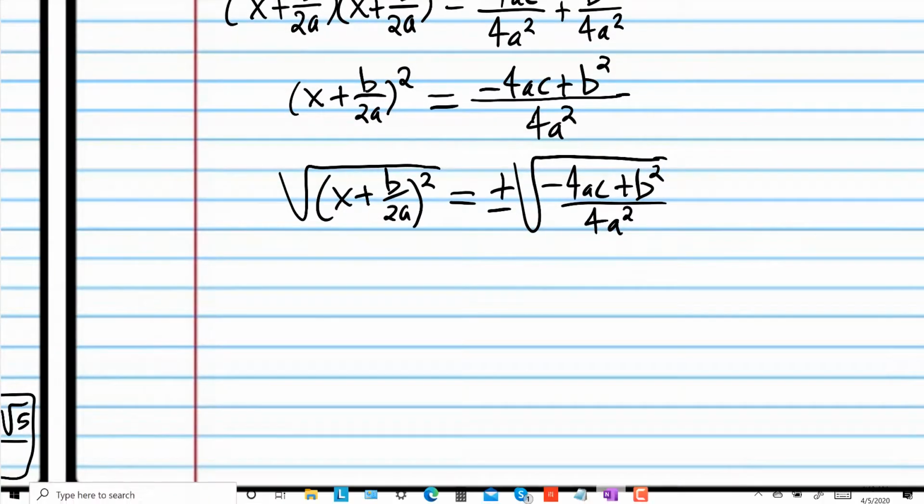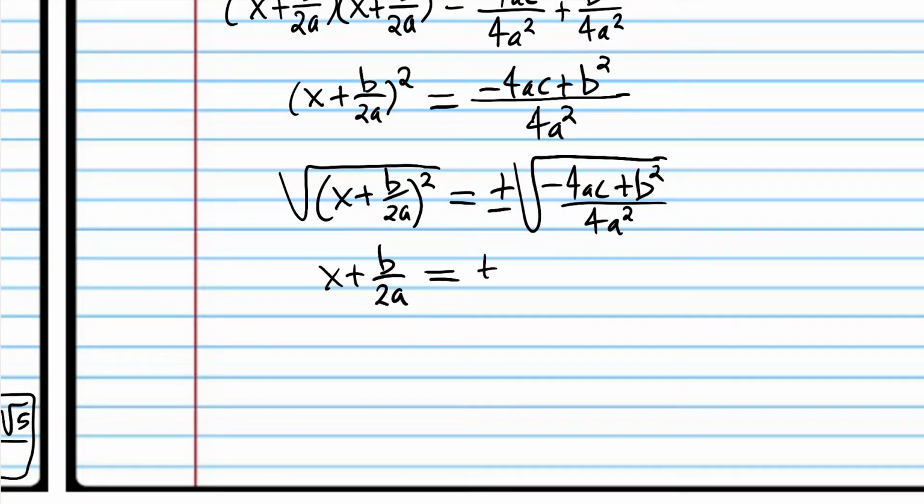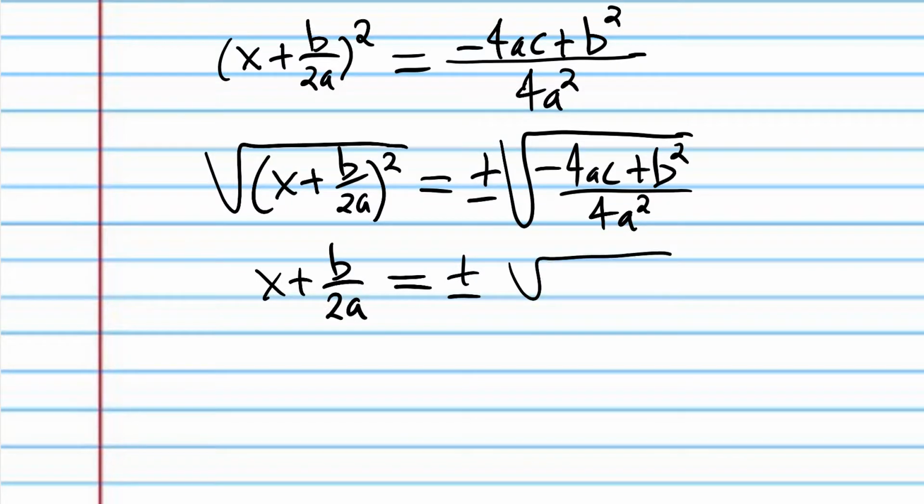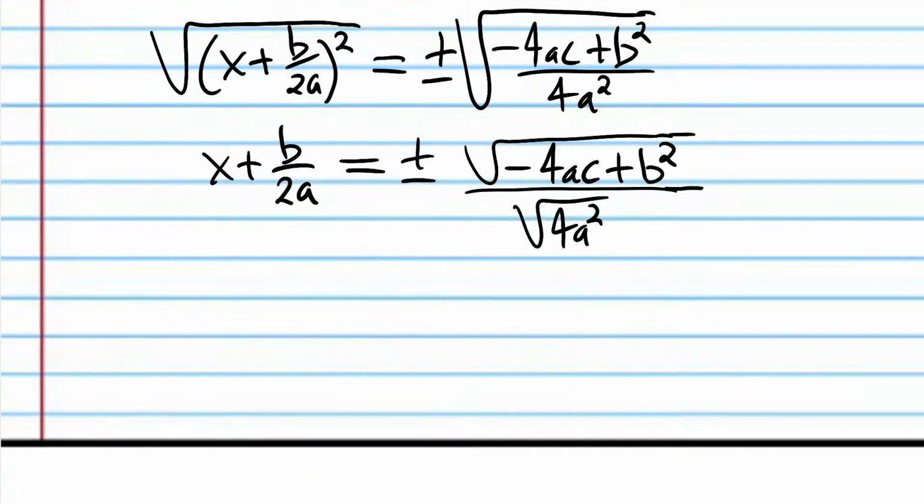And now we have x plus b over 2a. And as usual, remember, the square root of a over b is equal to the square root of a over the square root of b. That's one of the principles. Sorry, we're using the same variables, though. I don't mean to confuse you with that, but negative 4ac plus b squared over the square root of 4a squared. Okay, so we're getting close here.